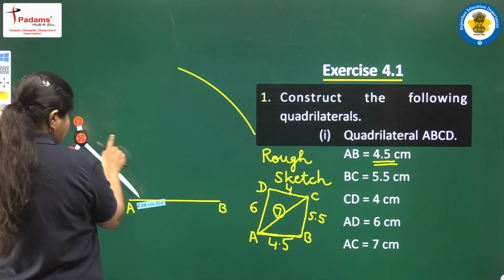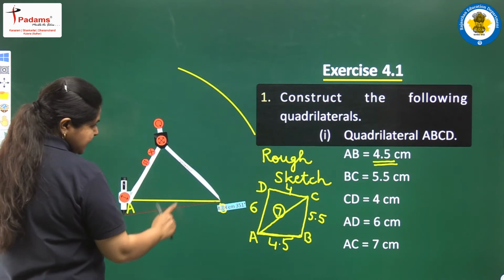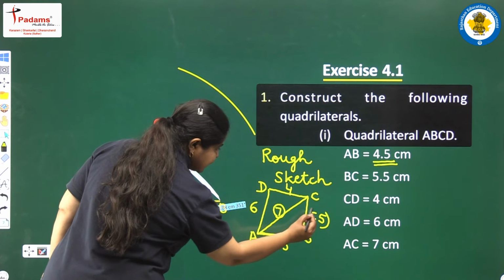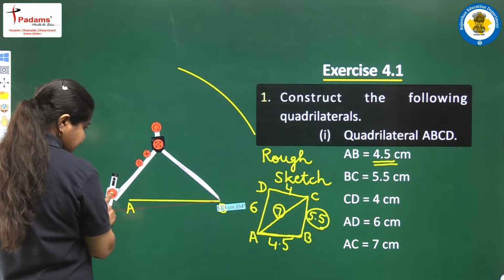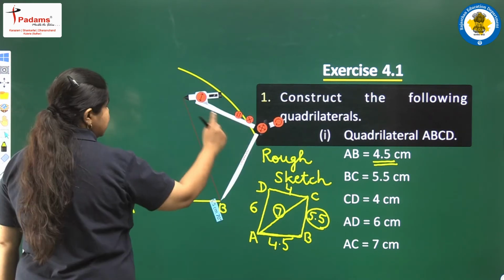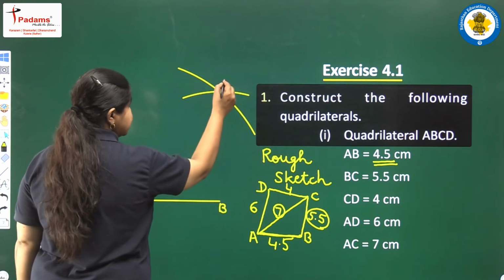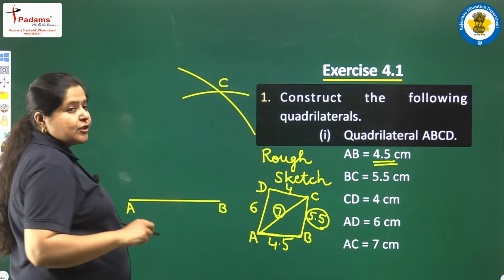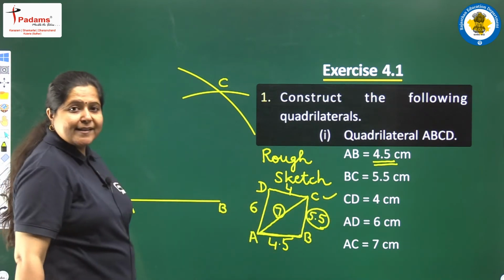Interchange the two corners or edges of a compass. We will keep it at point B. Now we need this radius of 5.5. Let us elongate it to 5.5 and draw this arc. Yes, this is point C. The point of intersection of these two arcs will be named as C, as you can see in this rough sketch.